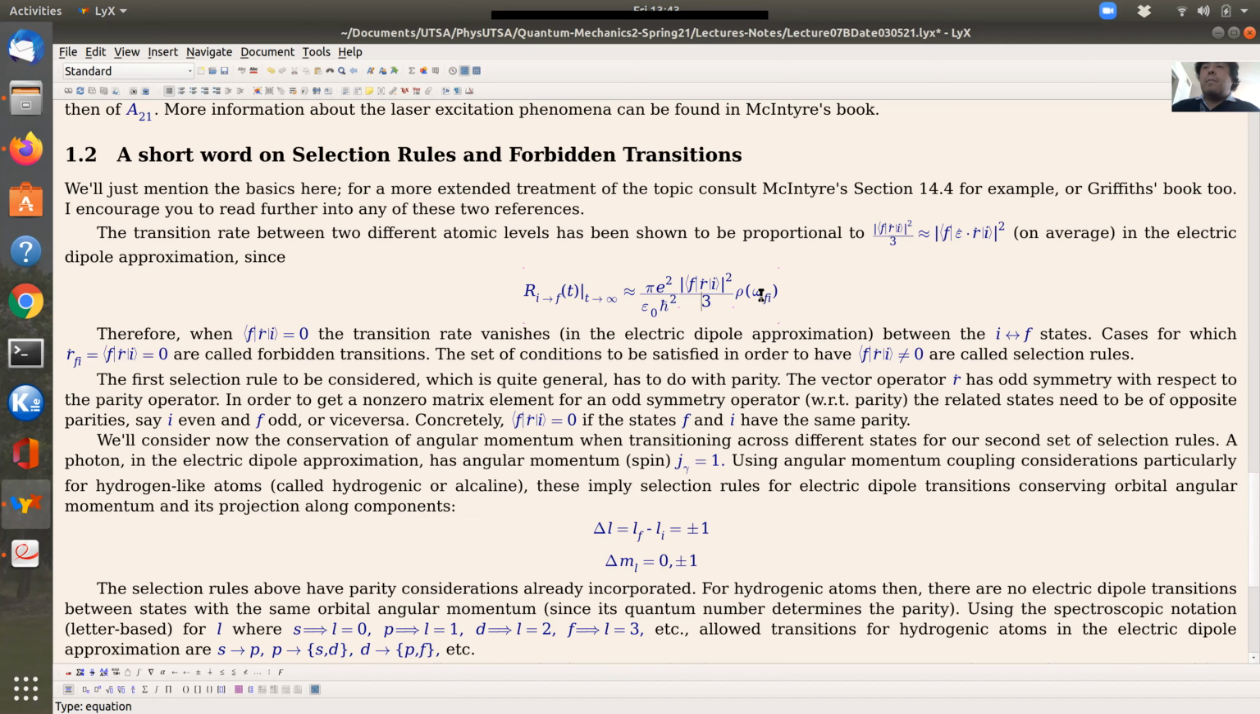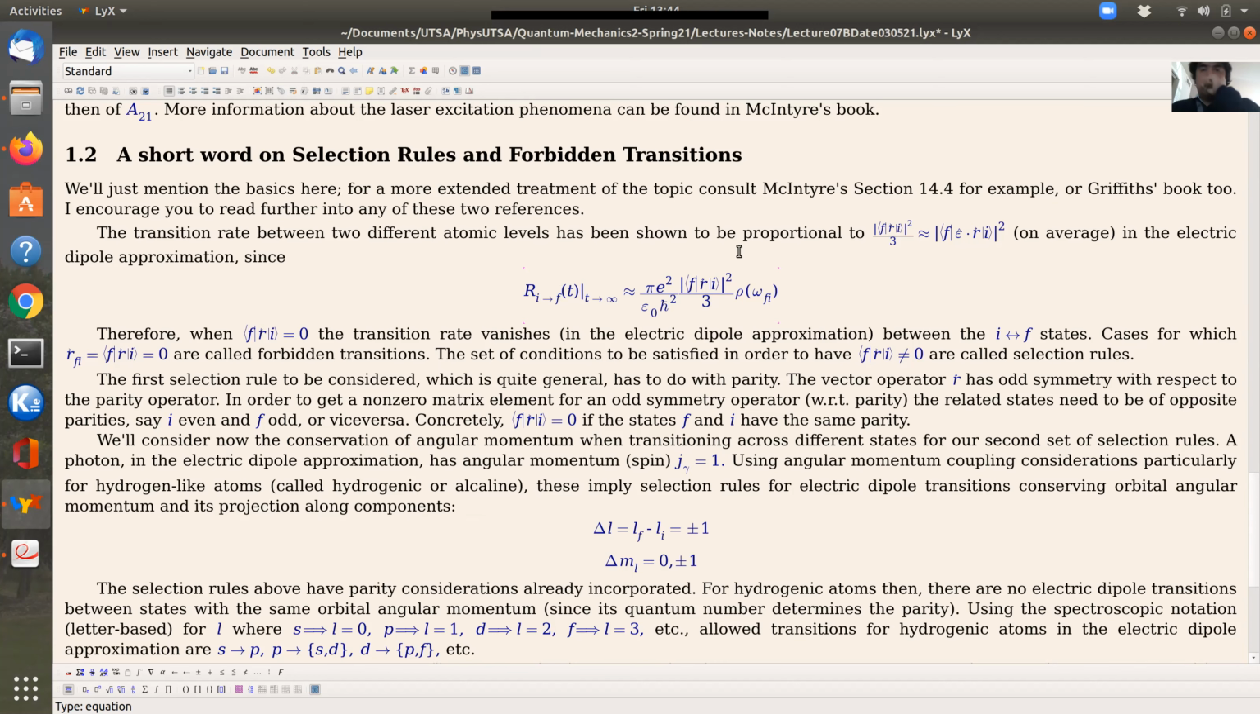Now, what this is telling you is that we have something proportional to the energy density, or density in terms of the frequencies. But it's also proportional to the norm squared of the matrix element of R. So one simple conclusion based on the assumptions we have made in the analysis is that when this matrix element vanishes, the transition rate is 0, at least in the electric dipole approximation. So again, up to the approximations that we have made.